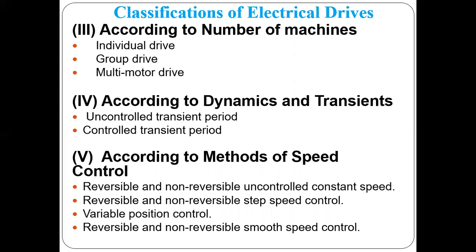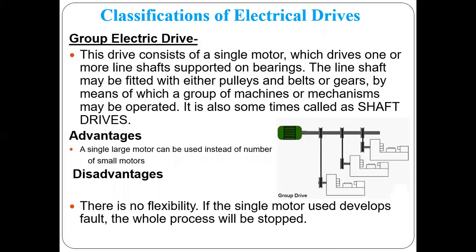And next one is according to the methods of speed control. According to this mode of operation, it is classified into four types. First one is reversible and non-reversible uncontrolled constant speed. Second one is reversible and non-reversible step speed control. Third one is variable position control, and fourth one is reversible and non-reversible smooth speed control.